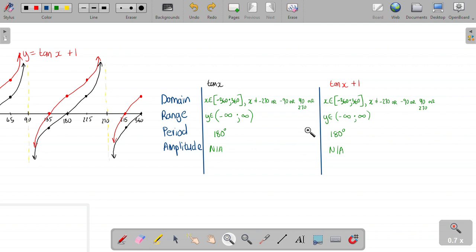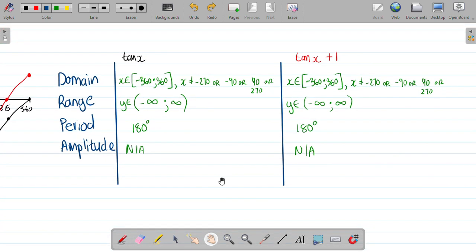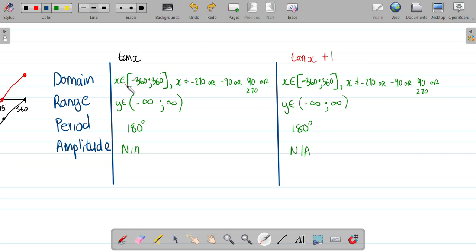I'm going to show you. So what you write over here is you just say, okay, x belongs to from and including negative 360 all the way to 360, and then you write a comma here. You are going to say, but x does not equal, that's what the line through the equal sign means, negative 270, negative 90, 90, or 270. So you write that for both, because it will never, ever touch that specific degree. Okay, I hope that makes sense.